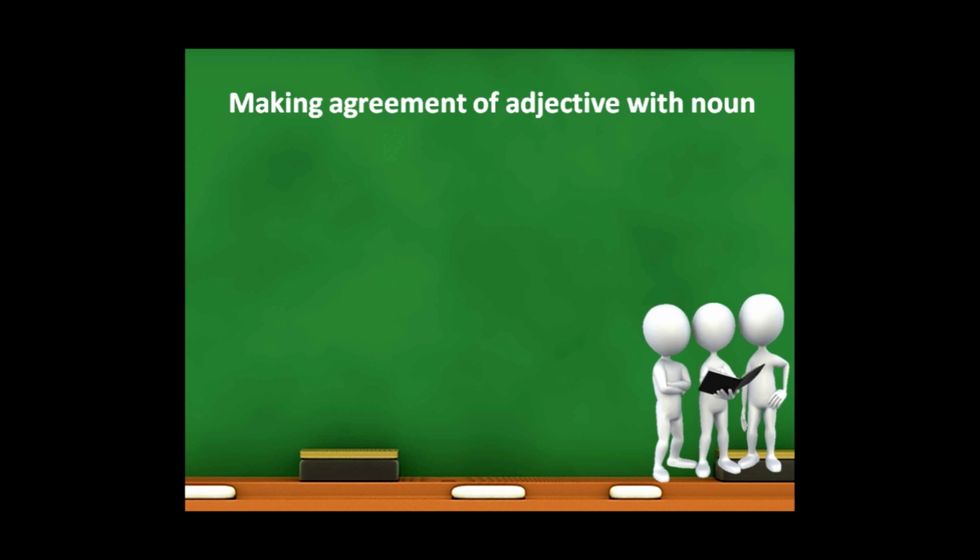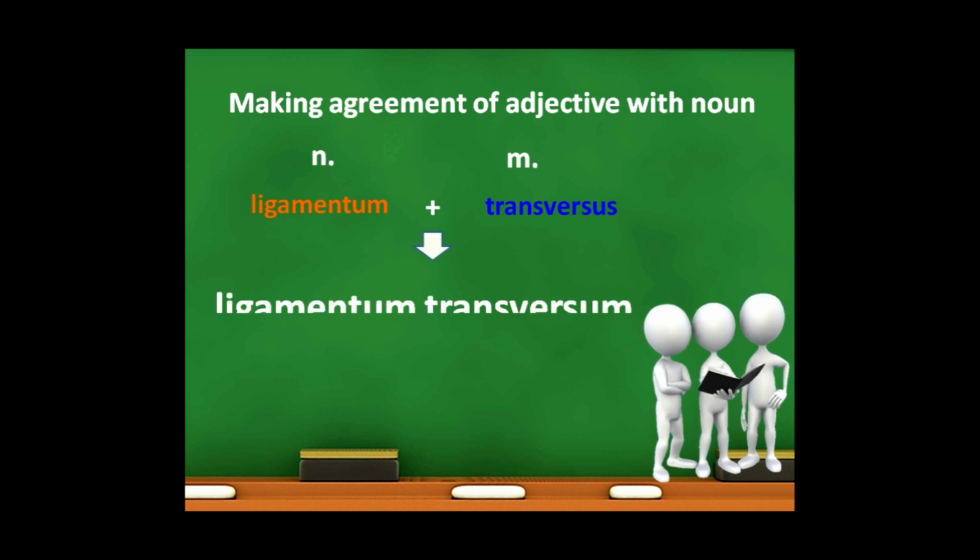Next example, ligamentum plus transversus. First, indicate gender of noun. Ligamentum, ending neutrum. Then indicate gender of adjective. Transversus, ending us, masculinum. According to the rules of making agreement, we change gender of adjective according to noun. And our term will be ligamentum transversum. Noun neutrum, adjective also neutrum.